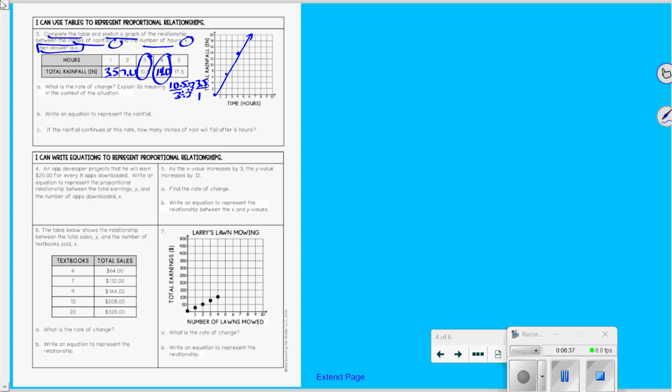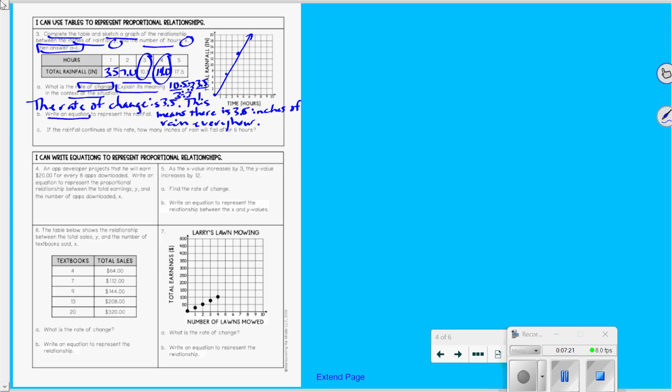Okay, what is the rate of change? We just found it, and explain its meaning in the context of the situation. So the rate of change is 3.5. This means there is 3.5 inches of rain every hour. So you needed to have your explanation in there as well.